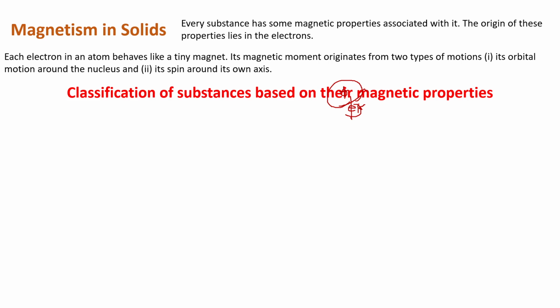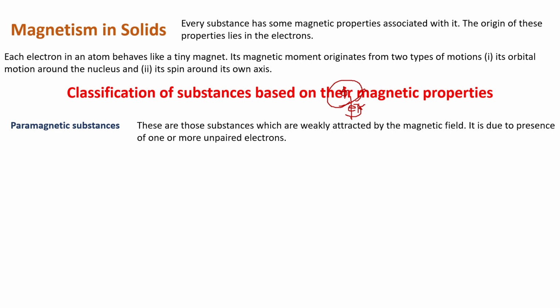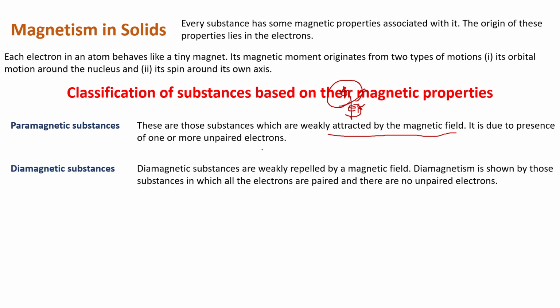Now, classification of the substances based on the magnetic properties. Paramagnetic substances are those substances which are weakly attracted by the magnetic field. This is due to the presence of one or more unpaired electrons. Basically, the magnetism is coming because of the free electrons. So if unpaired electrons are present, that means that substance is paramagnetic. Diamagnetic substances are weakly repelled by the magnetic field because in diamagnetic substances, free electrons are not present; all the electrons are paired.